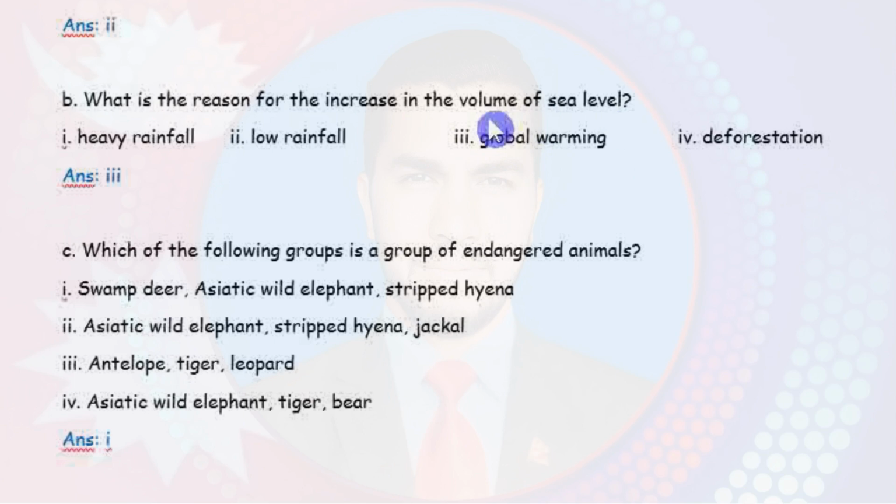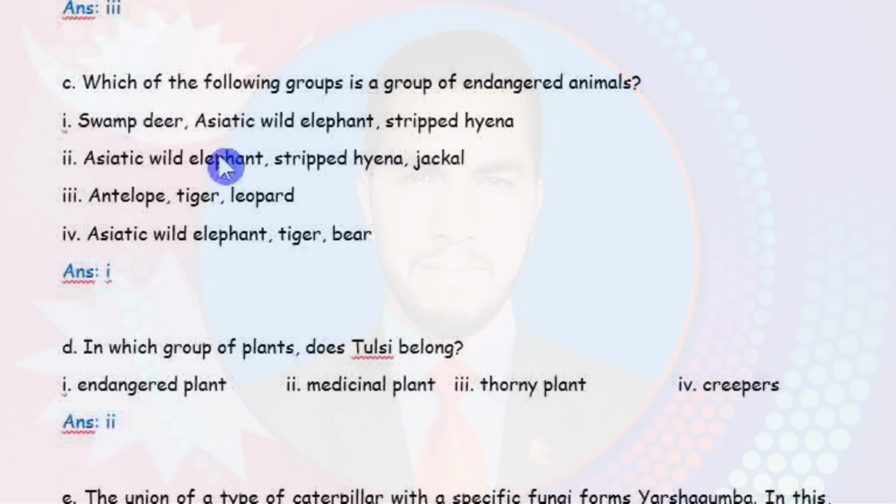The ice in the mountains and the Earth's polar ice cap, the ice in those regions is melting, and that is mixing to the sea water, due to which the level of sea is increasing. Therefore, this is only because of the increase in the temperature of the world, which is global warming. Okay, therefore the option number 3, global warming, is the correct answer. Now let's go to the question number C.